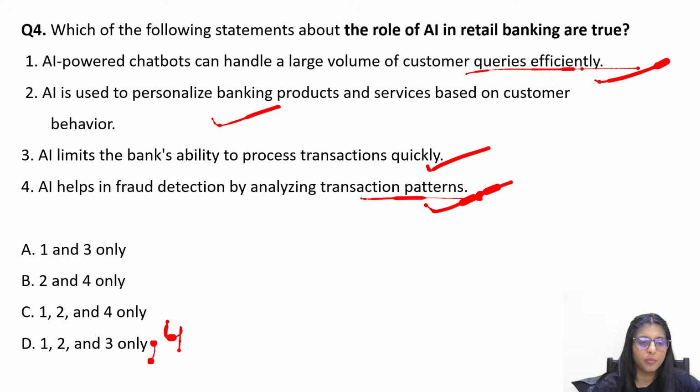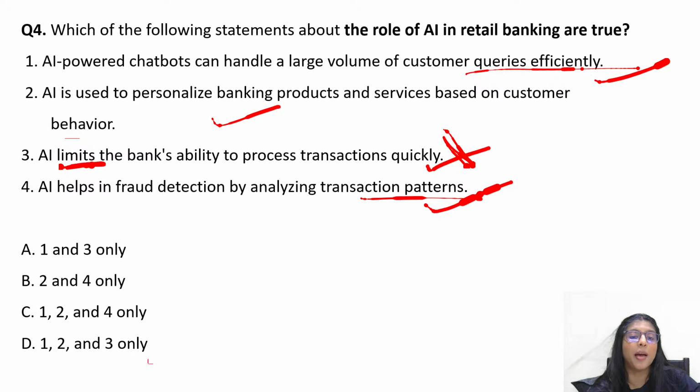Okay. No one has corrected me. See, I am doing such things just so that in the exam you do not forget to read the question properly. AI limits the bank's ability to process transactions. No, it is not. It enhances the bank's ability to process transactions quickly. So the answer will be option C. Okay.